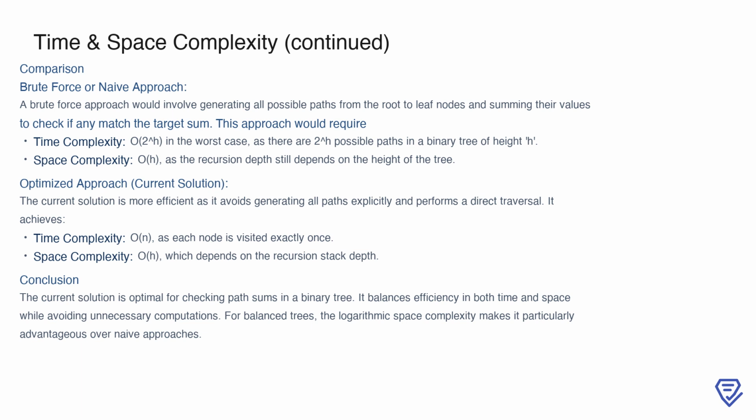This optimized approach achieves a time complexity of O(n), as the traversal scales linearly with the number of nodes. The space complexity remains O(h), as it is still determined by the height of the tree due to the recursive call stack. This balance between time and space efficiency makes the current solution optimal, especially for balanced trees where the logarithmic space complexity offers a clear advantage over naive methods.